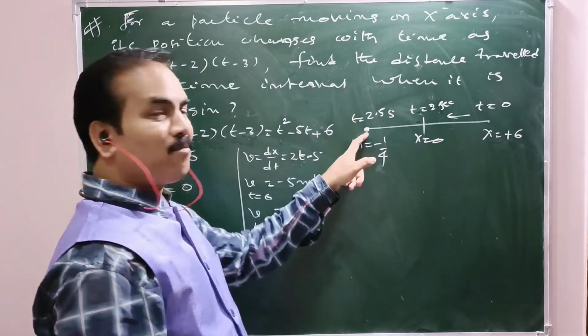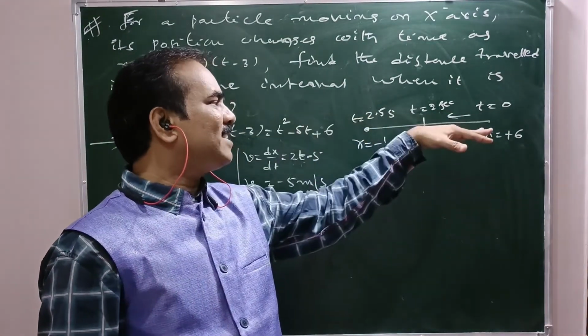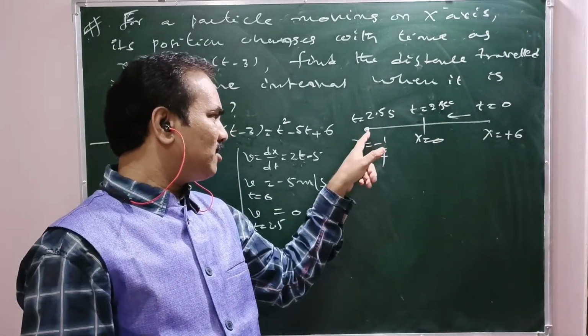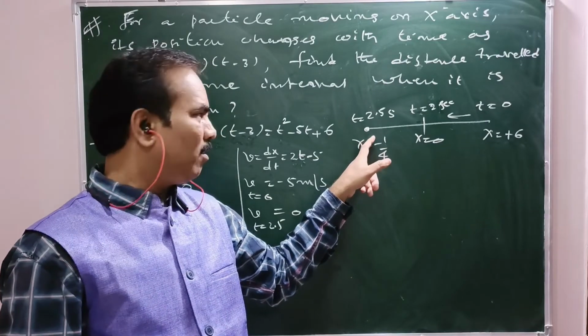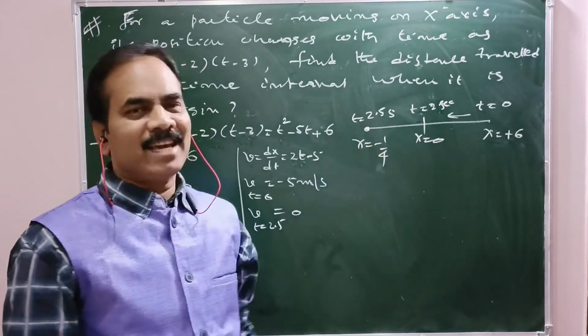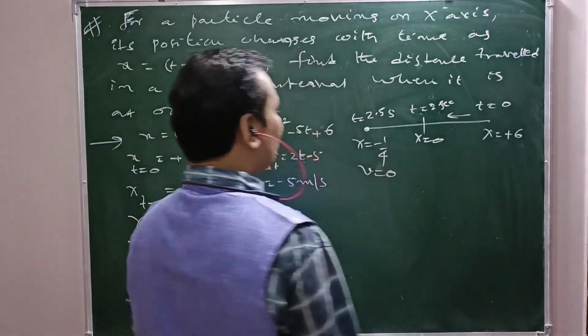So this is the extreme position for that particle moving on the x-axis on either side of the origin. When it reaches x equal to minus 1 by 4 on the negative side of the origin at t equal to 2.5 seconds, its velocity becomes 0. Here velocity becomes 0, right?